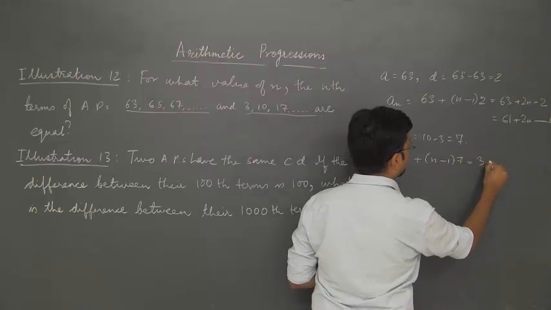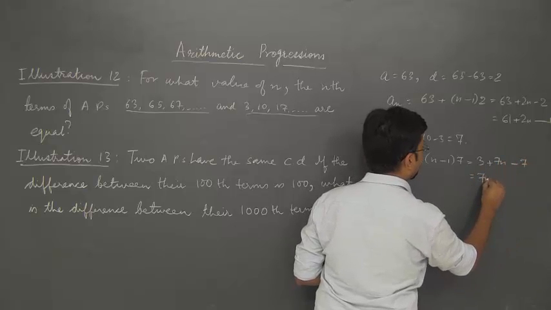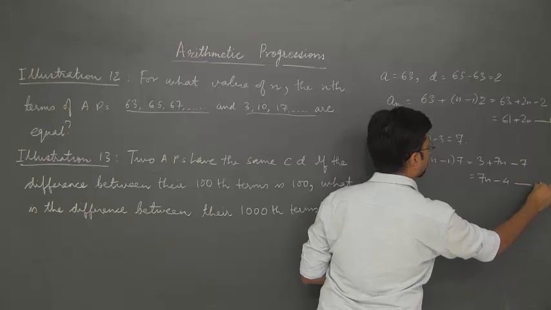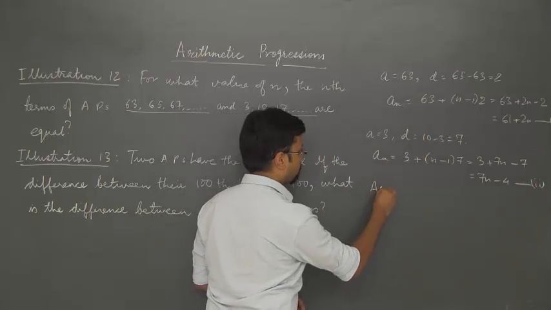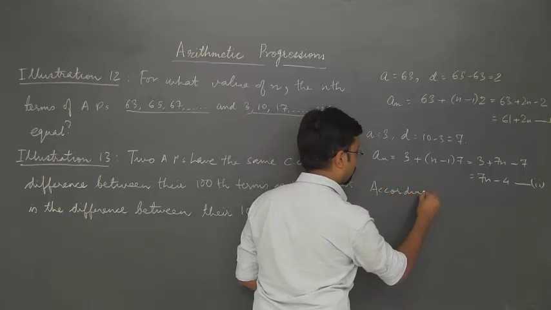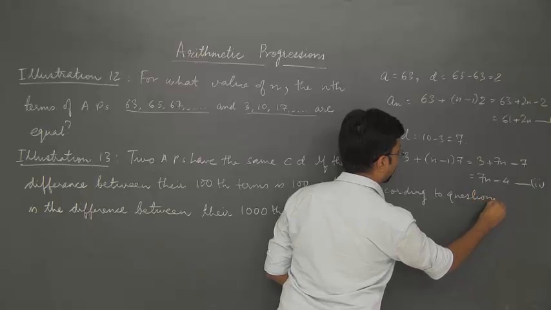That is 3 plus 7n minus 7, which is 7n minus 4. We call this equation 2. According to the question, what do we have according to the question?